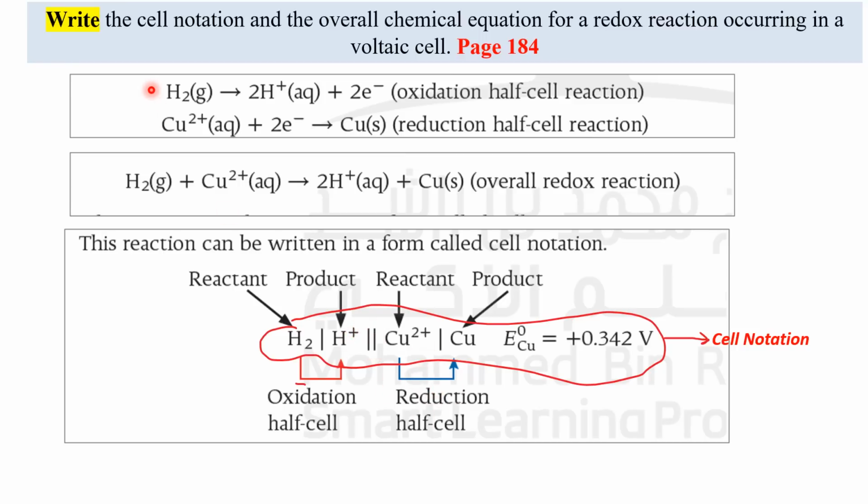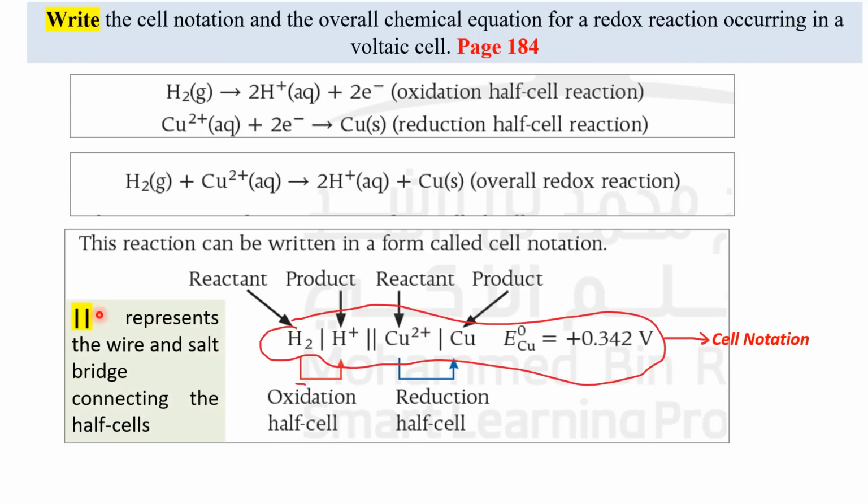We write the oxidation half cell by starting with the reactant and then the product H plus, we separate them by a line, then two lines, then the reactant of reduction, then a line, and then the product of the reduction. We call this the cell notation. Okay? So these two lines are like the salt bridge connecting the two half cells.